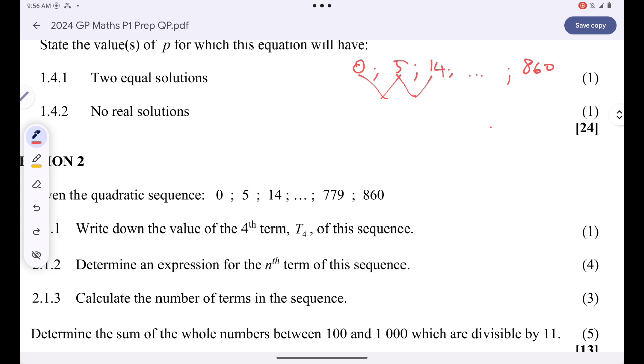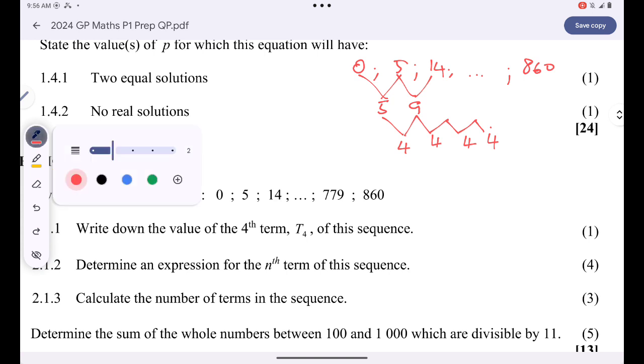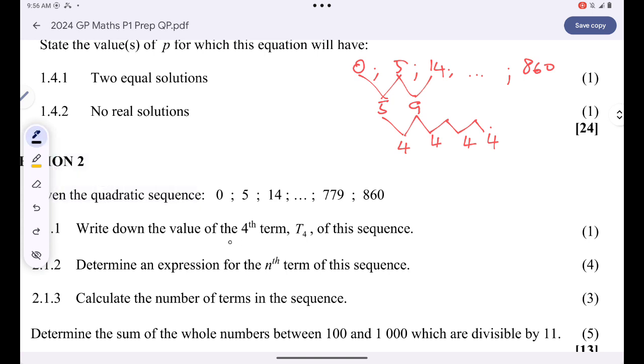For me to find the first term of the first difference, I need to say 5 minus 0. That will give me 5. And then 14 minus 5, this will give me 9. Are you together? And hence the common difference will be 4. The common difference will be 4. So I can use these to find the fourth term, just to answer this question over there.